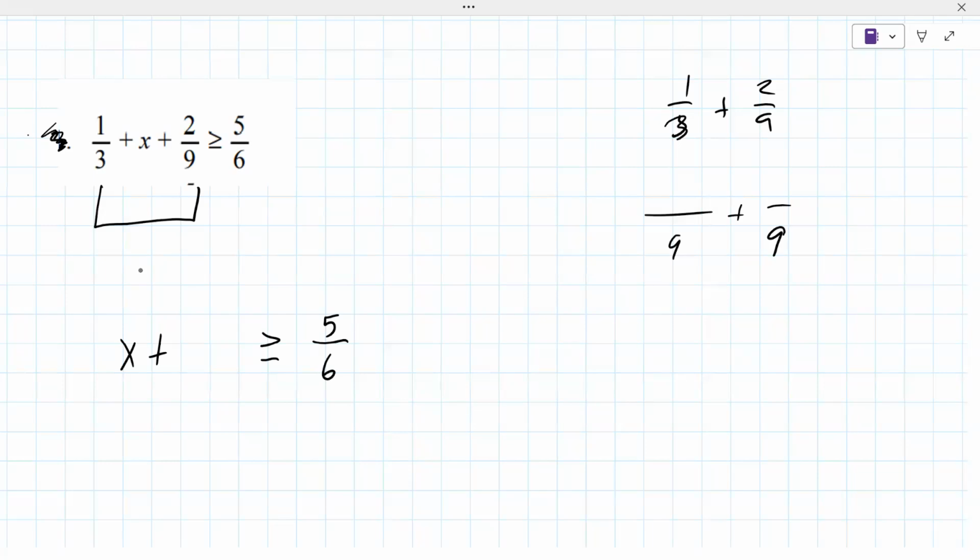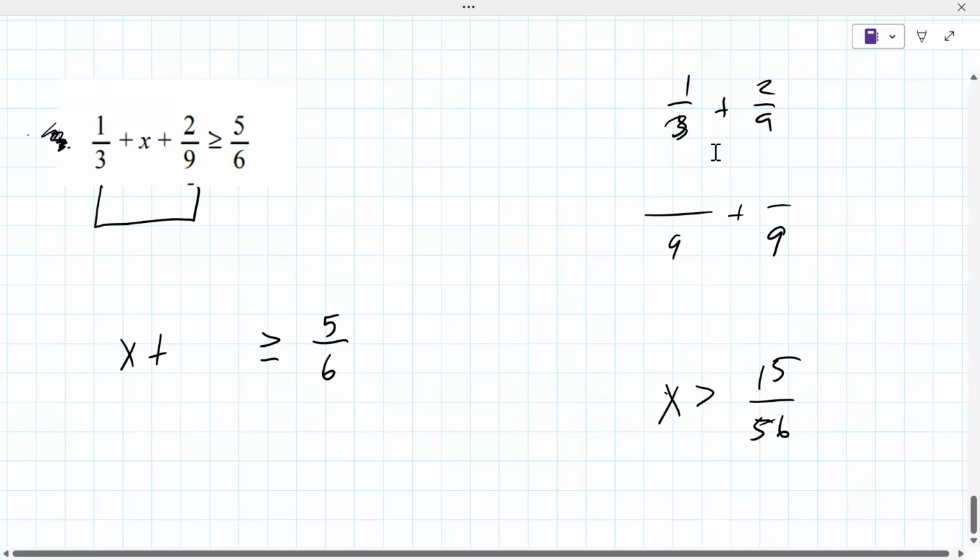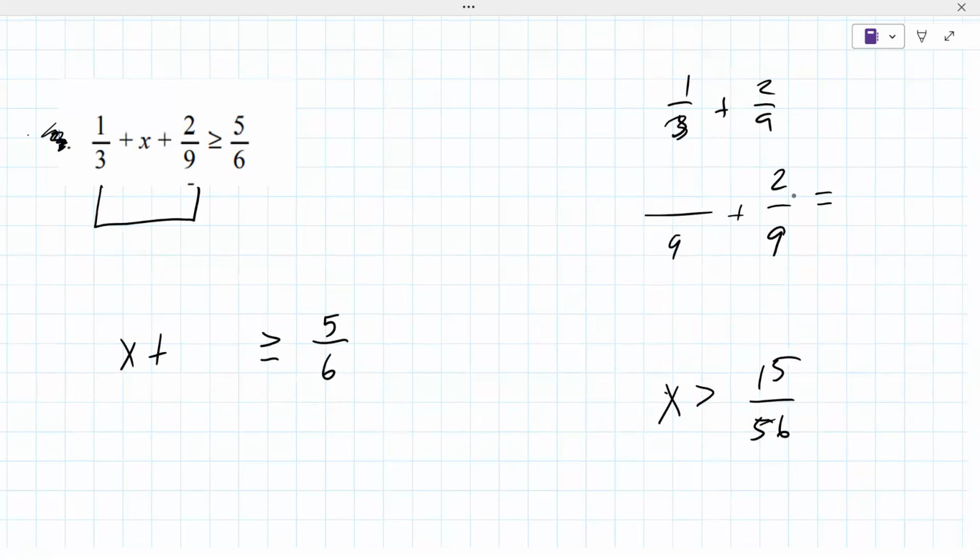X is greater than 15/56. Like this. So I just wanted you to combine the fractions here. 1/3 plus 2/9. Could you tell me what that becomes? 3 over 9 plus 2 over 9 equals 5/9. Okay, so now you subtract the 5/9 from both sides.